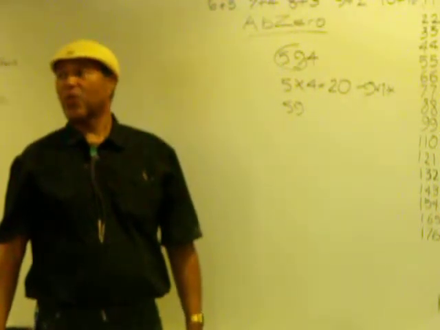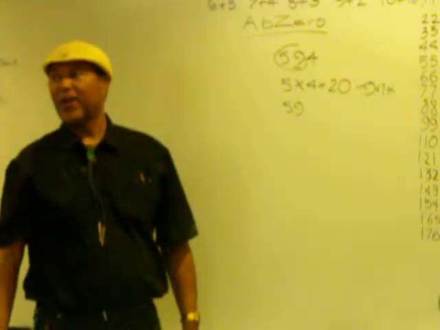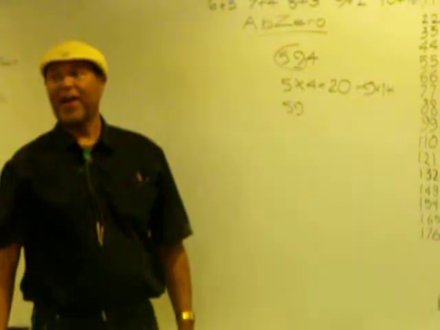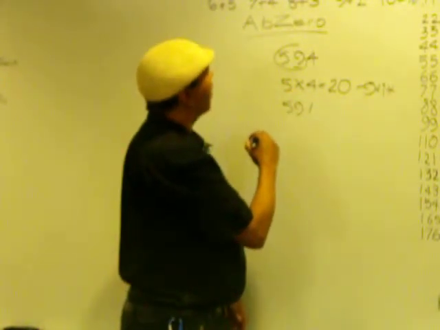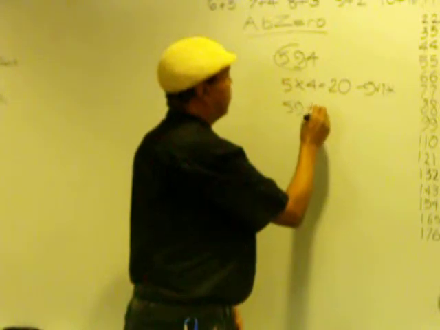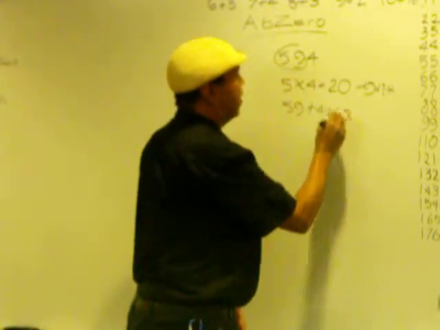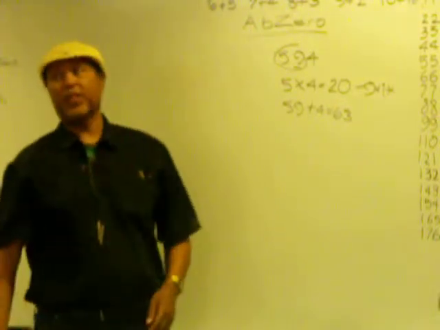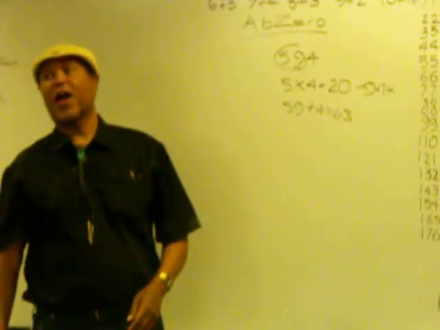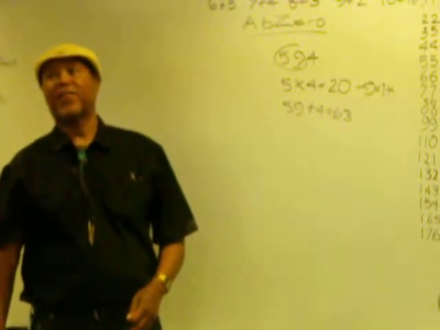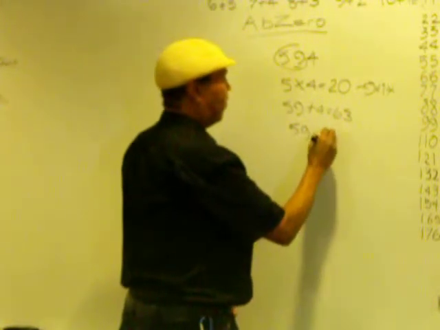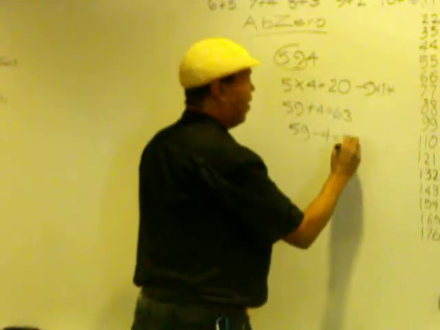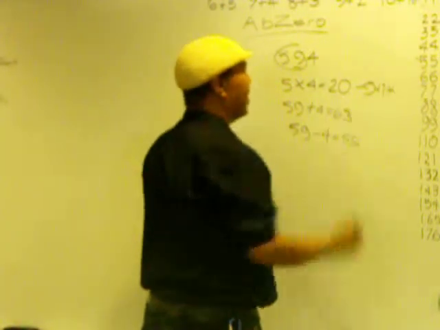59 plus 4 equals 63. And that doesn't work. How about just 59 minus 4? Excellent. 55. Is that a winner? Bam, yes.